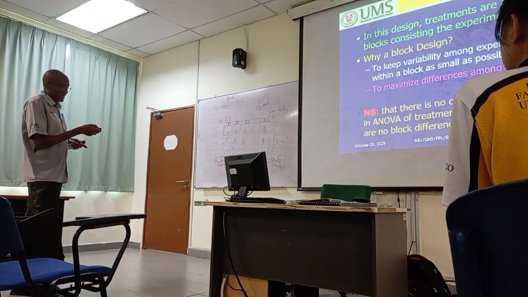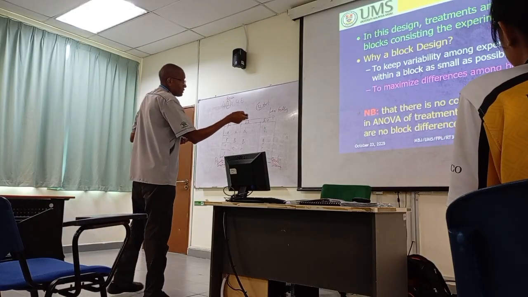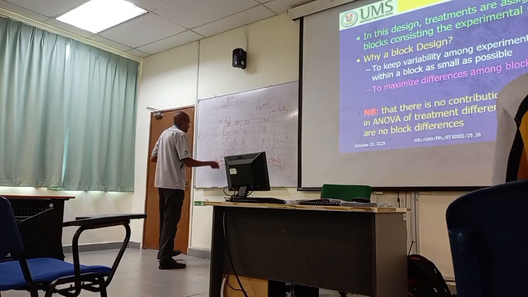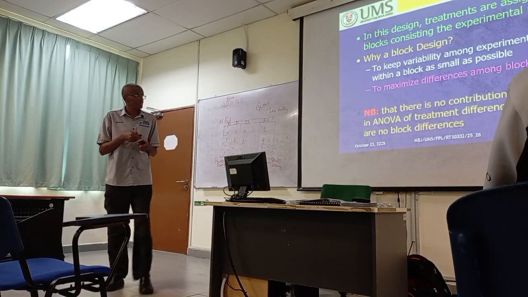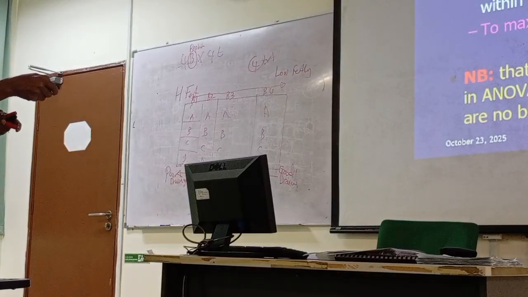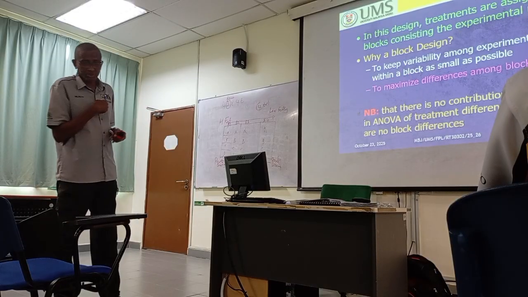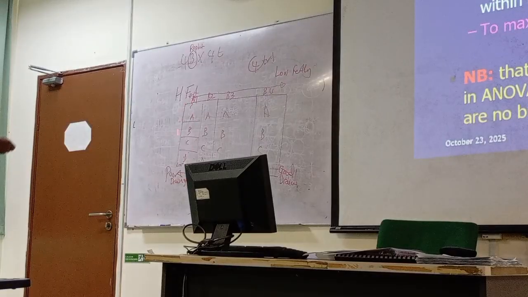So in this design, you can see here, treatments are assigned to blocks consisting of the experimental units. Block 1, block 2, block 3, block 4. Each block has the experimental units. Why a block? To keep variability among experimental units within the block as small as possible. So between these blocks, we make sure the variation is minimized.